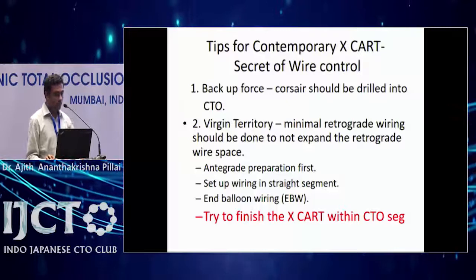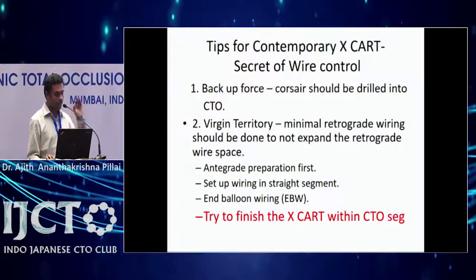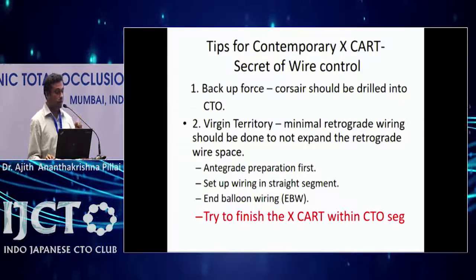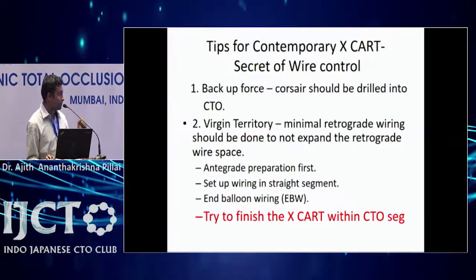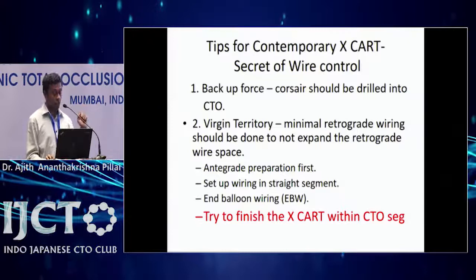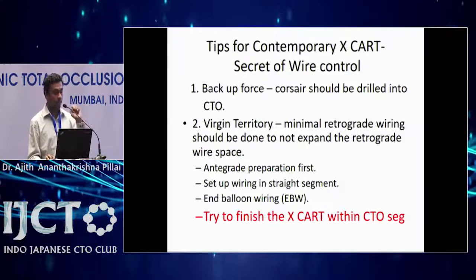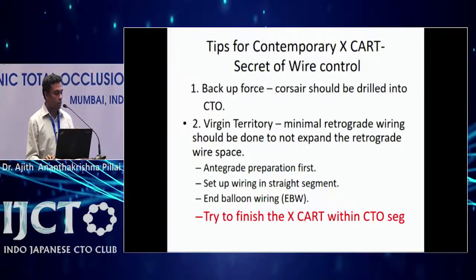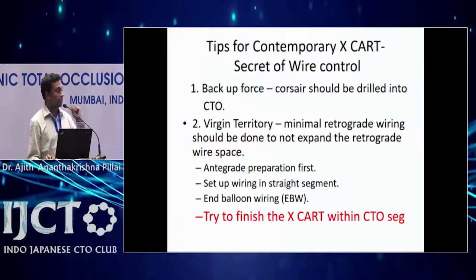Now, what about the tips of contemporary reverse cut? It's again the secret of wire control. Backup force should be good. The corsair should be drilled into the CTO. So the retrograde microcatheter has to go near the CTO distal cap. That is very important to get the backup force. And virgin territory: minimal retrograde wiring should be done, not to expand the retrograde wire space.